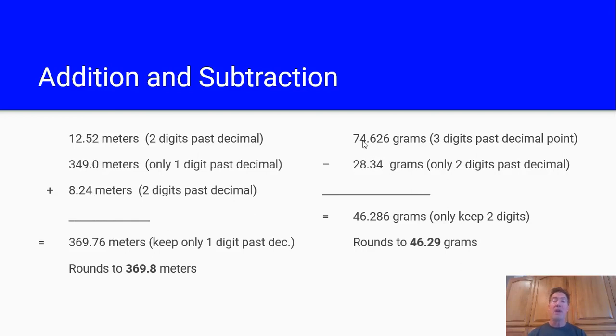Same way. This number has 3 digits past the decimal point. This number only has 2 digits past the decimal point. I'll do the math, but I can only keep 2 digits. So 46.286. I look at this number that I can't keep. Is it 5 or more? I round up. 4 or less, I round down. I round up. 46.29 is my answer.